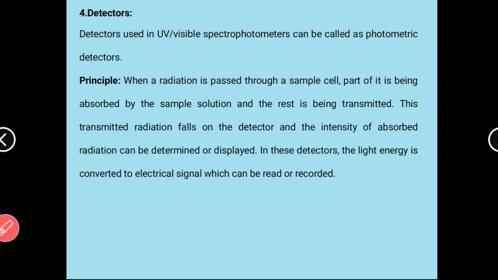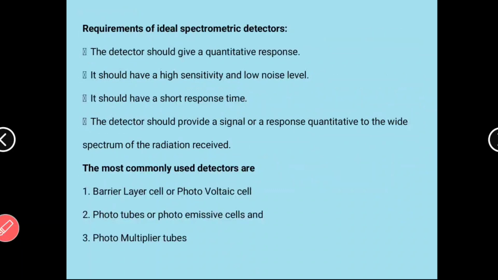Next, coming to the detectors used in UV or visible spectrophotometers. These detectors are also called photometric detectors. The principle involved in a detector is that when radiation is passed through a sample, part of it is absorbed by the sample solution and the rest is transmitted. This transmitted radiation falls on the detector and the intensity of absorbed radiation can be determined or displayed. In these detectors, the light energy is converted to an electrical signal which can be read or recorded.